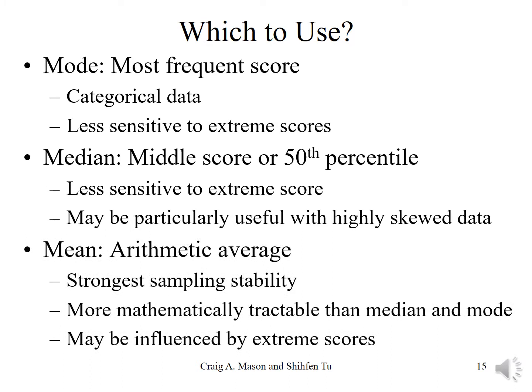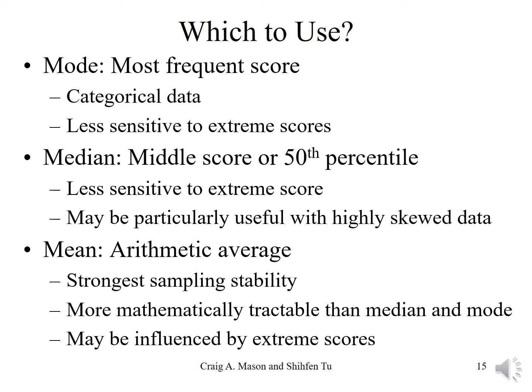The mean has several substantive advantages to both of these. It has the strongest sampling stability. If you took several samples from the same population and calculated the mean, median, and mode each time, the mean will typically fluctuate the least from sample to sample.